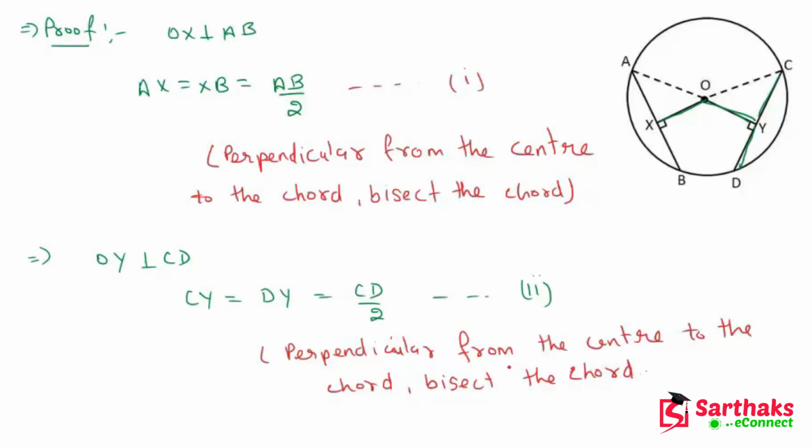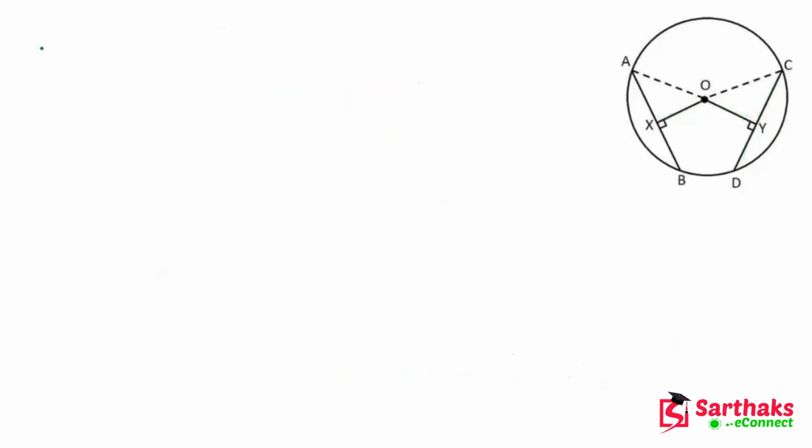Okay, I hope you understand this. Now, my dear friends, given that we know AB is equal to CD, AB upon 2 is equal to CD upon 2.